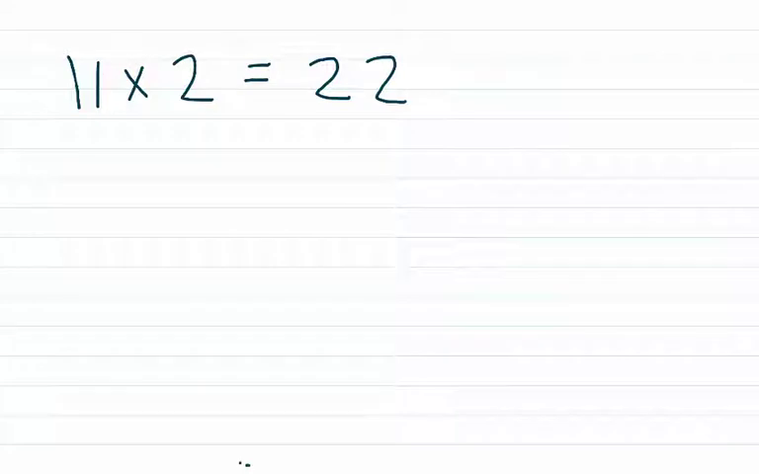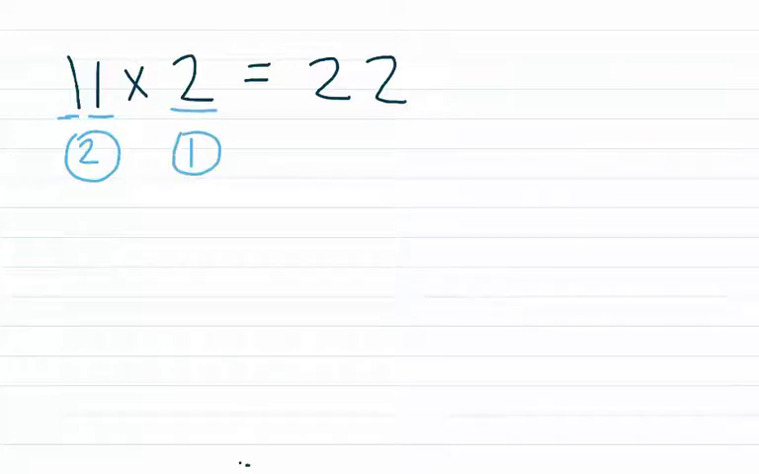So the first step is to determine the number of sig figs in each factor. For this 11, both of these are significant, so this will have 2 significant figures. For 2, there's only one number, and it is significant. That gives it 1. So this 2 is the least accurate. It has the least number of sig figs. That means we need to round our answer to only one significant figure. 22 has 2 significant figures, so we'll need to round it to 20 so that it only has 1.